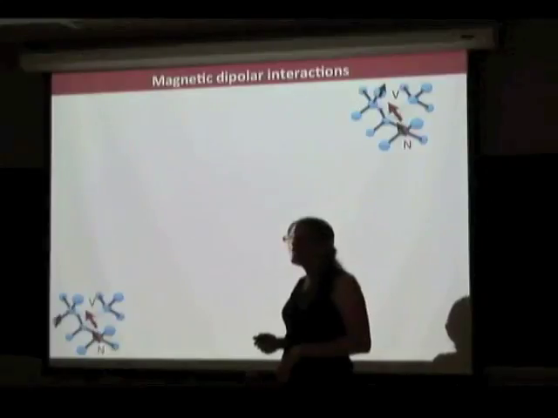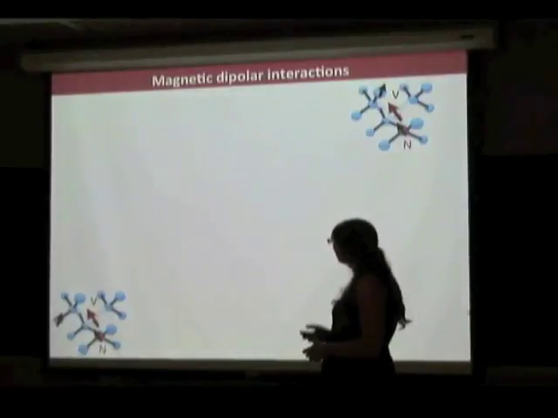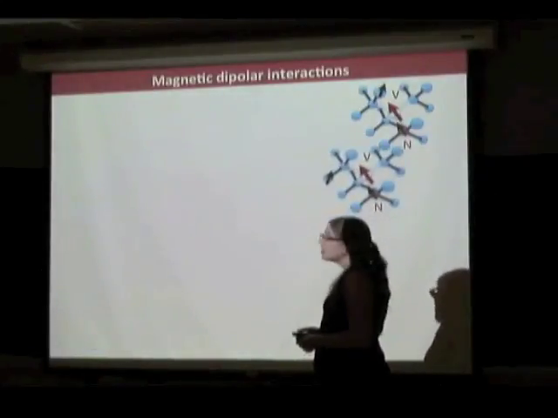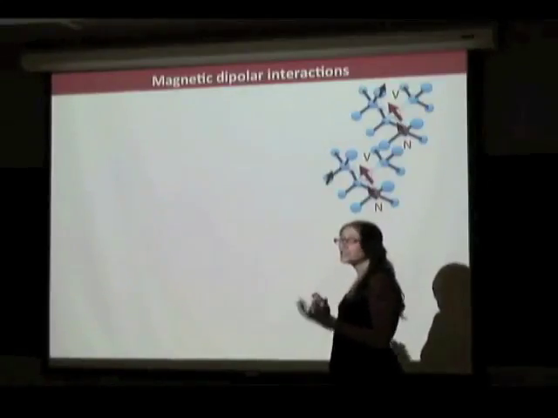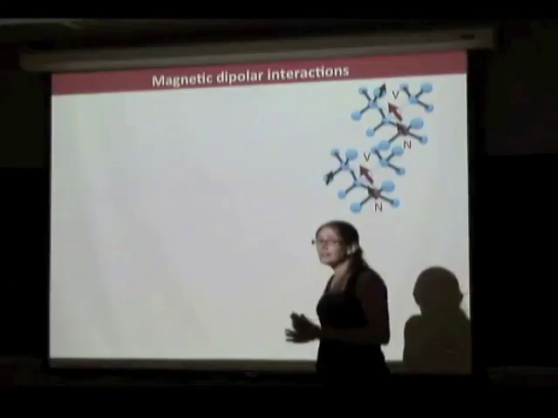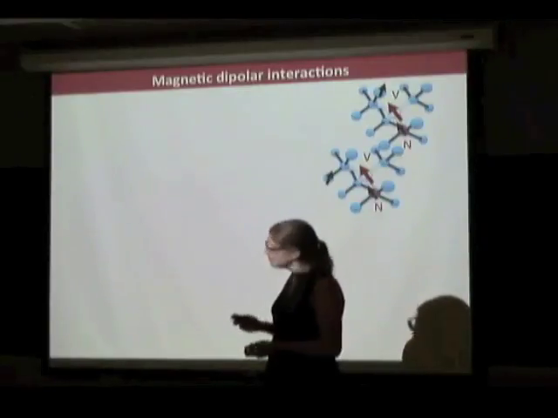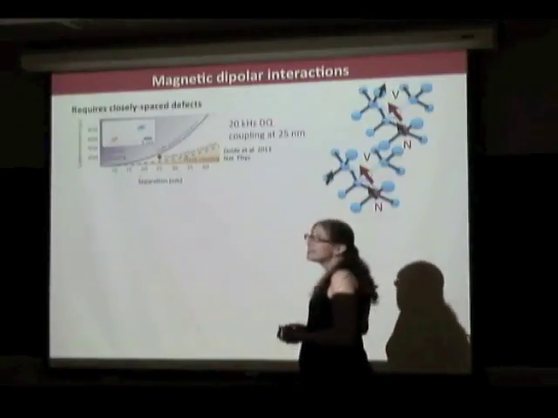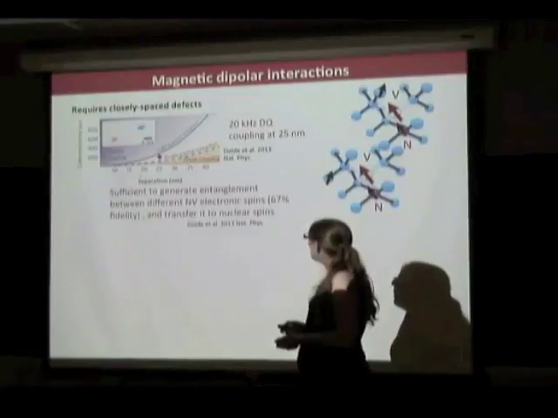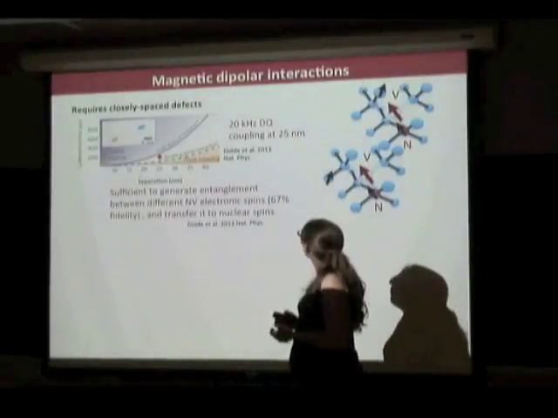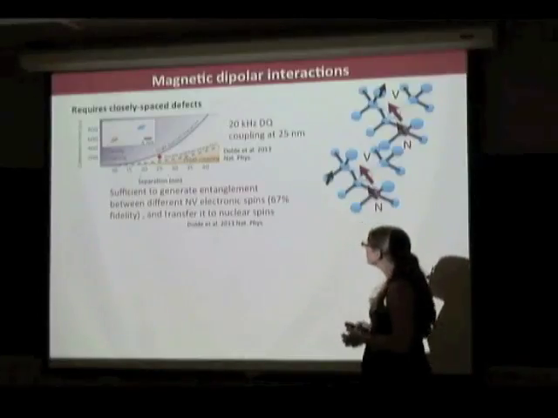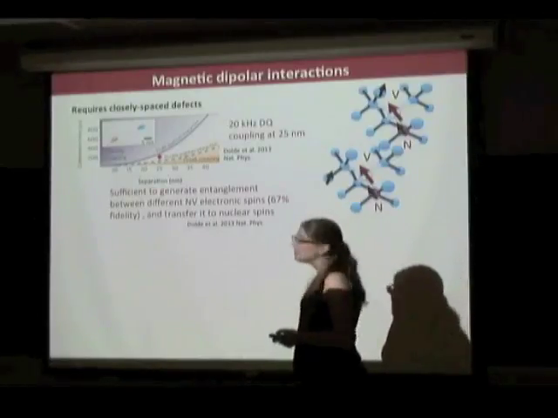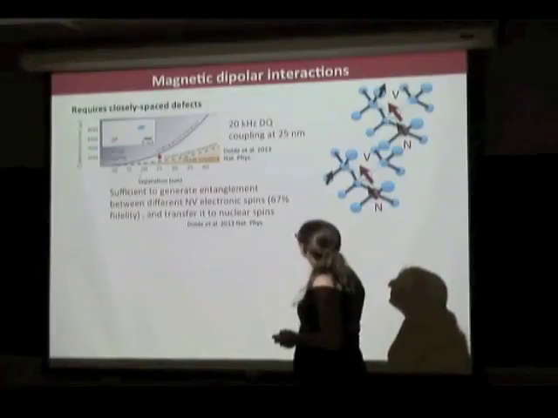One approach that has been taken is simply to get them close to each other. Close enough that the magnetic dipolar interactions of the 2 NV centers are stronger than the decoherence processes associated with their environment. And the Stuttgart group has demonstrated that this is indeed possible, and it's sufficiently strong if you have NV centers that are separated by a couple dozen nanometers to generate entanglement between them and even transfer it to nuclear spins.